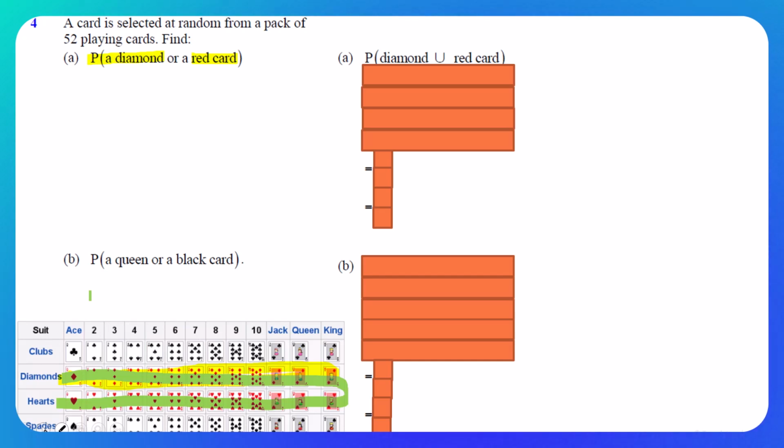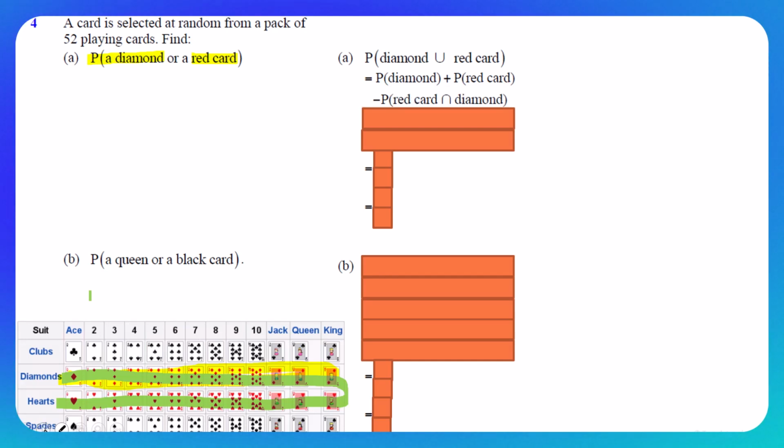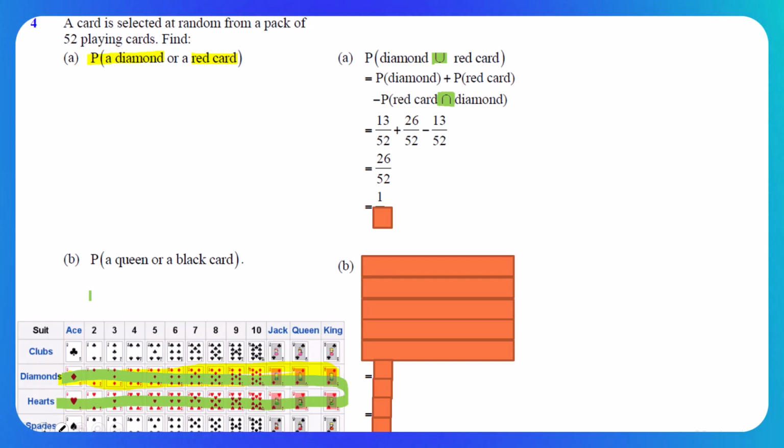All right, so the probability of a diamond united with a red card, so we're going to be adding those together. And then we're going to take out, so this flips upside down. This U means or, this upside down U means and. So we're going to take that out. Okay, so 13 plus 26 minus 13 is 26 over 52. And then reduce that to 1/2. And you can look at your sample space and you can see that that's 1/2 of the cards.